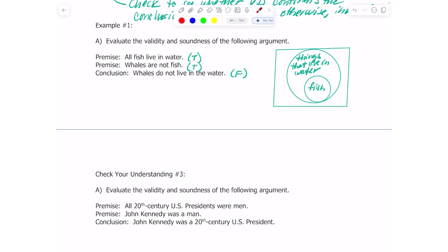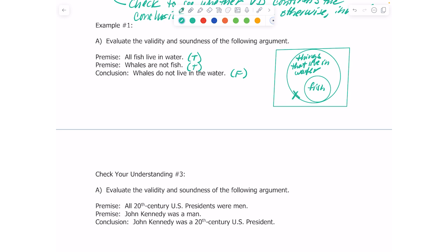And it also says whales do not live in the water. All right. So we know whales do live in the water, though, right? So the conclusion should be on the outside of this because they're not fish, right? And we do know that things that live in the water do include whales, but the conclusion is saying they don't live in the water.